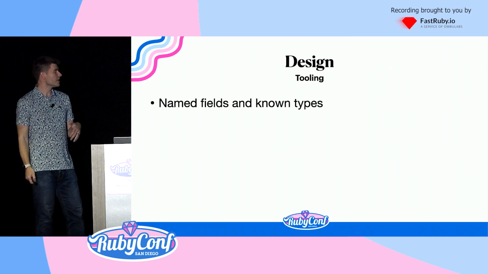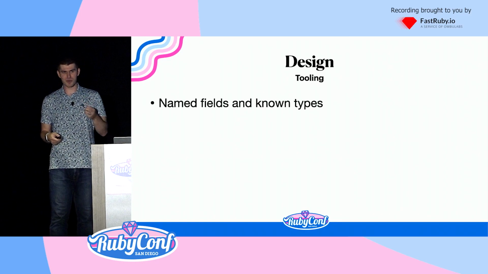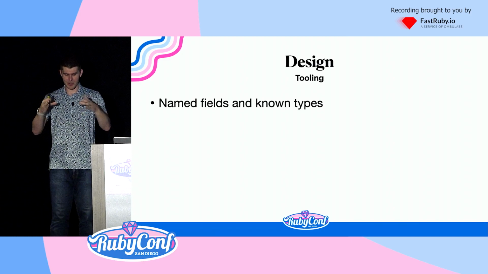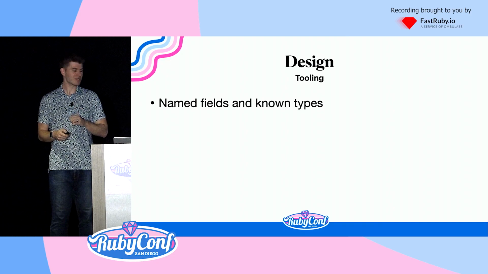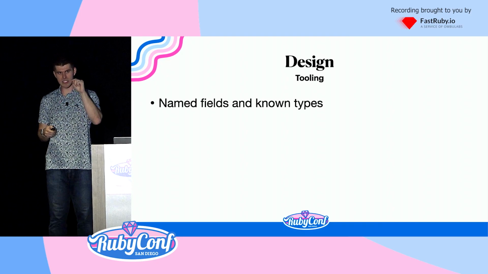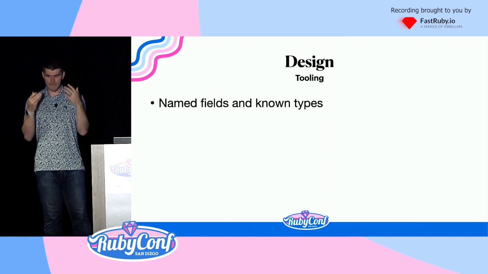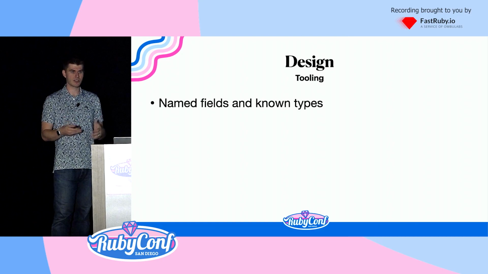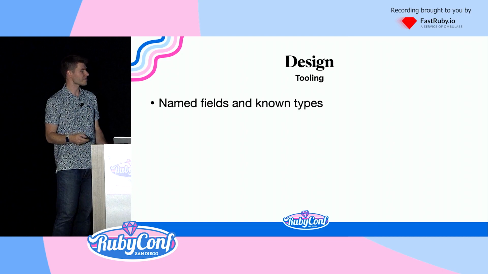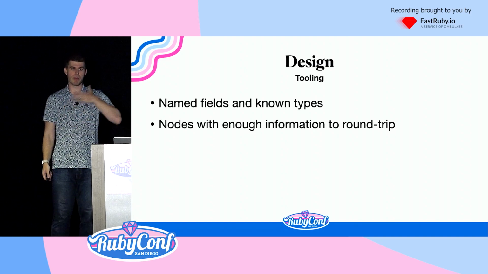Designing for tooling means named fields and known types. Almost all Ruby parsers out there give you S-expressions with a big old array. That's a pain in the butt if you want to actually do something useful. So this provides named fields. You go to a node, you have a call node, you ask for .name. That gives you the name of the method being called. So we need named fields because then the underlying implementation can change, and we have that abstraction layer to protect us from those changes. We wanted to provide nodes with enough information to round trip back to the source.